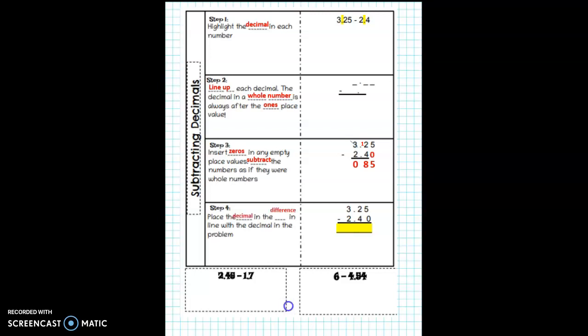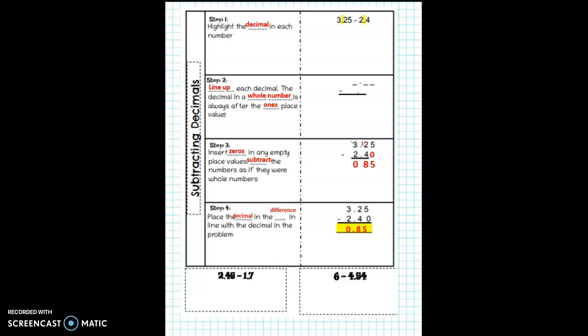Place the decimal in the difference in line with the decimal in the problem. Remember, a difference is the answer to a subtraction problem. So our final answer for this problem would be 0 and 85 hundredths.